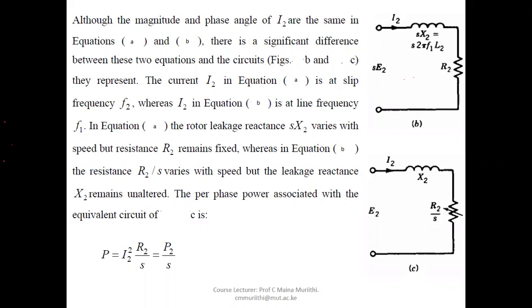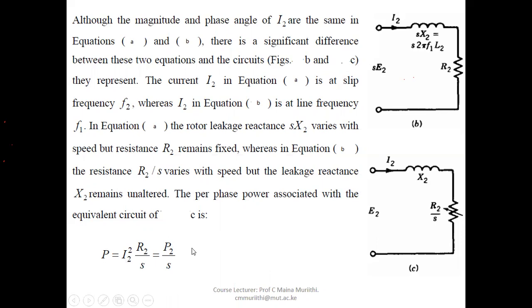Equation B, relating to our diagram C: X2 is now constant, but the resistance is a variable. Since we are dividing the resistance by a small value of the slip, the power associated with this circuit is I2 squared R2 over S. Since we are dividing by a small value, we end up having a very big power associated with this circuit.